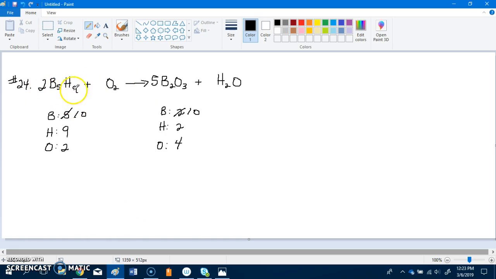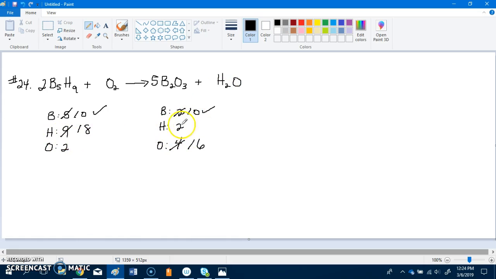Now 2 is going to mean that I also have 18 hydrogens here, and doesn't change my oxygen count. And on this side I go from 5 times 3 gives me 15, plus 1 oxygen is going to give me 16 oxygens altogether. So my borons are now balanced out, but it has messed up all of my other counts so far.